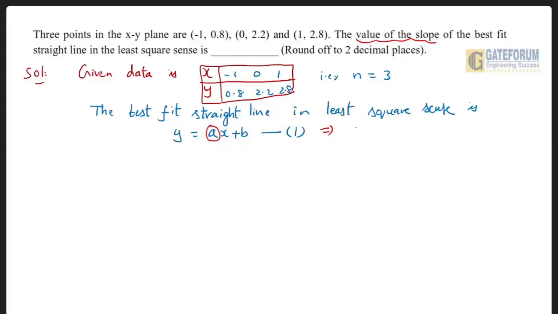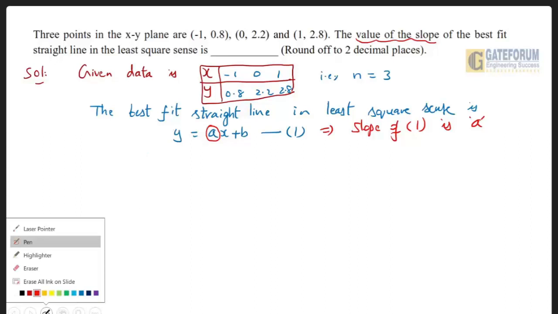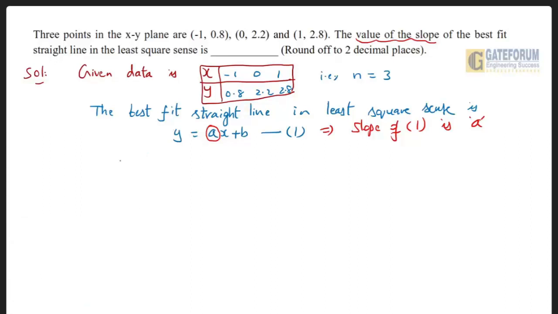So this implies the slope of equation 1 is a. Okay, how do you find this a? You can use the normal equations to find a and b. Two normal equations are there, the normal equations of 1.